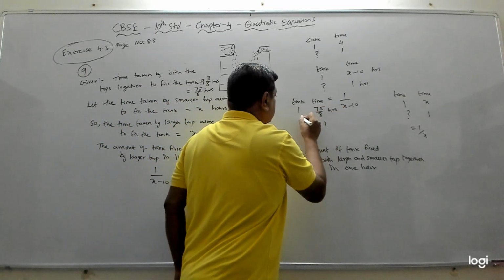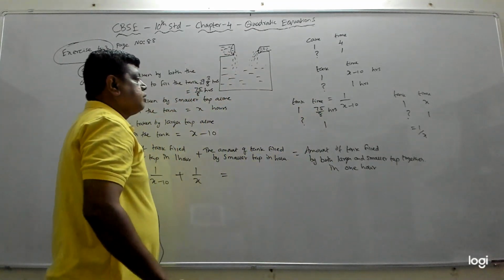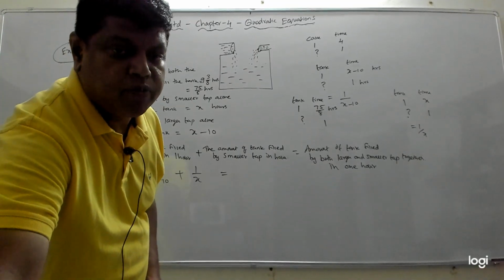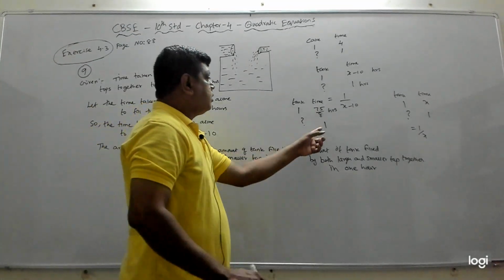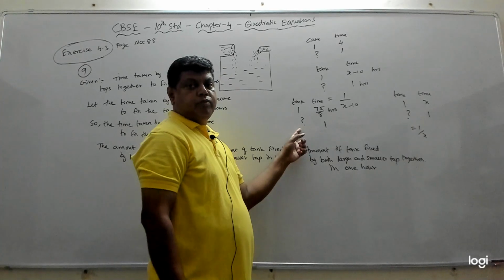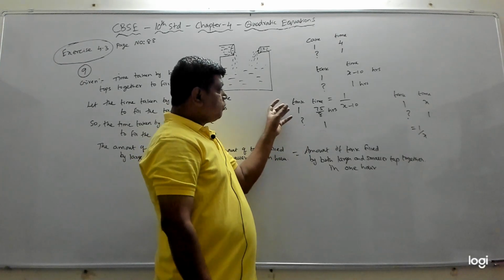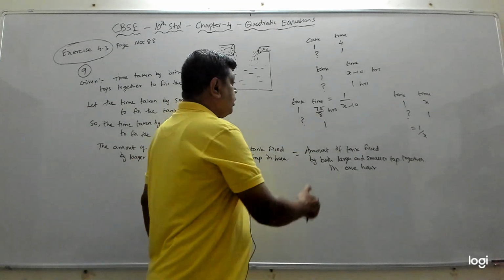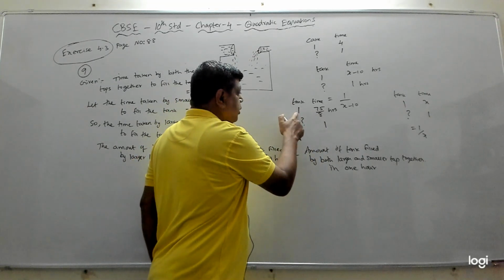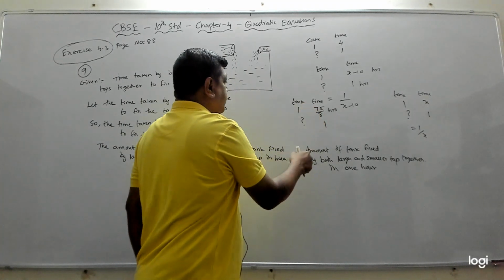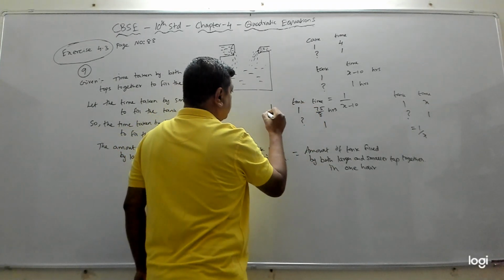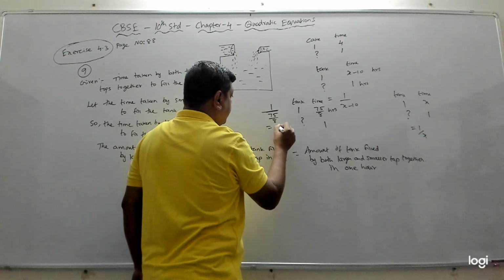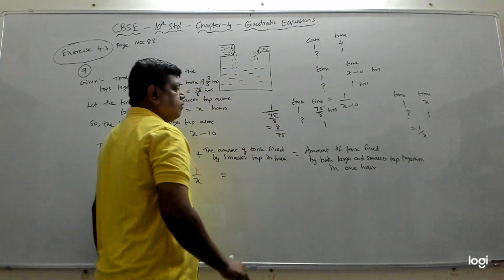In 1 hour, how much tank will be filled? For one tank, it takes 75 by 8 hours. In 1 hour, how much tank will be filled? It means 1 into 1 divided by 75 by 8. So it will become 1 by 75 by 8, which will become 8 by 75. The value will be 8 by 75.